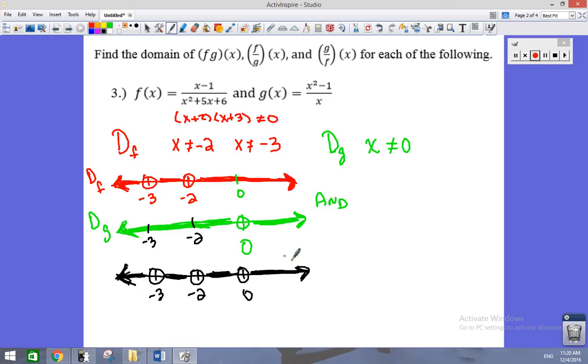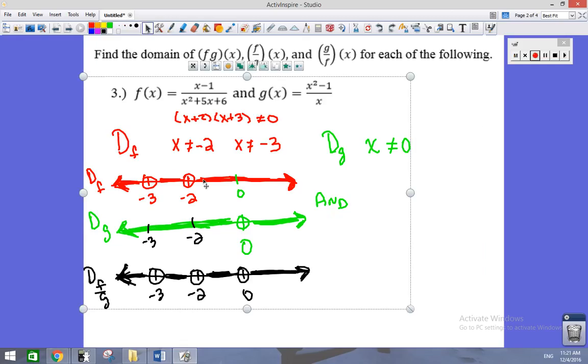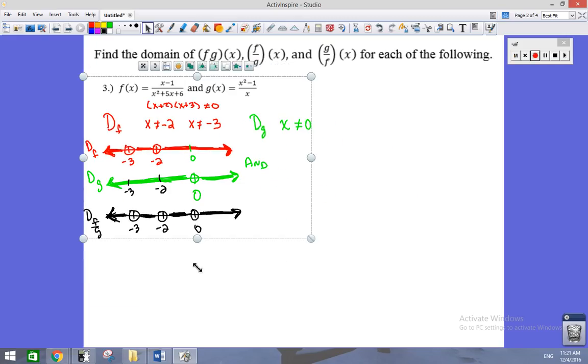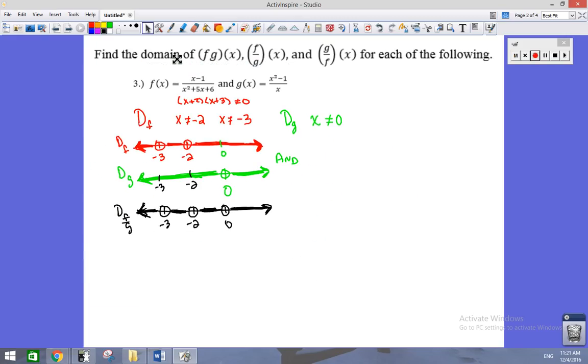So this is the picture of my domain for f over g, and I need to describe that using interval notation, because I can't describe it really any other way. I can't list all the values. So I'm going to do it with interval notation.